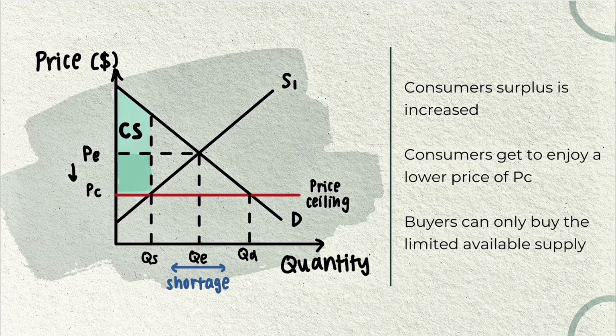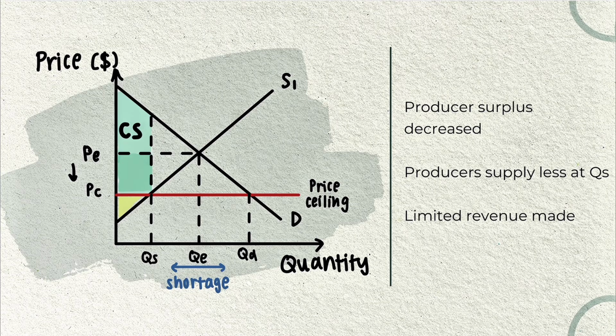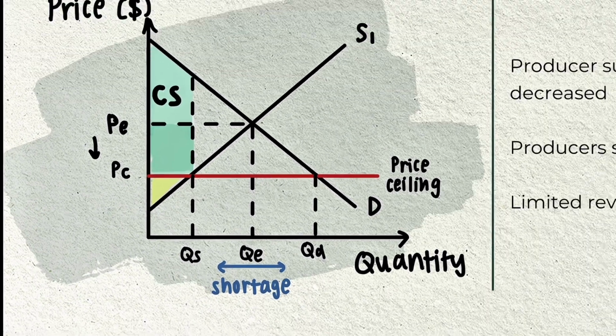So as you can see, the consumer surplus has increased by this area here, which was taken from the producers, as they currently enjoy a low price of PC. And since suppliers are only willing and able to supply at QS, buyers can only buy the limited available supply, which is here. And this area in blue is the consumer surplus after the price ceiling. In the case for the producer surplus, as you can see, it has been decreased to this very small triangle here, and the old producer surplus is taken away by the consumers.